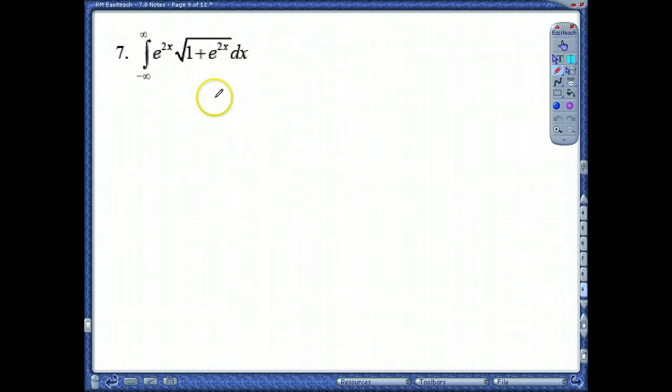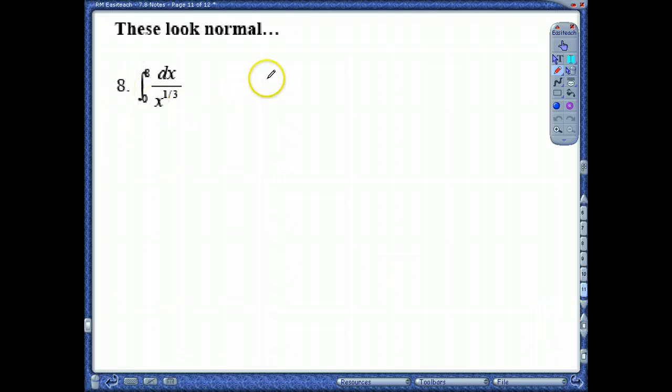Okay, I'm going to leave that one for you to do. This is going to be another little u substitution when you split that one up. So I'm going to leave that one for you to try. And then we get to the ones that look normal, but they are abnormal.